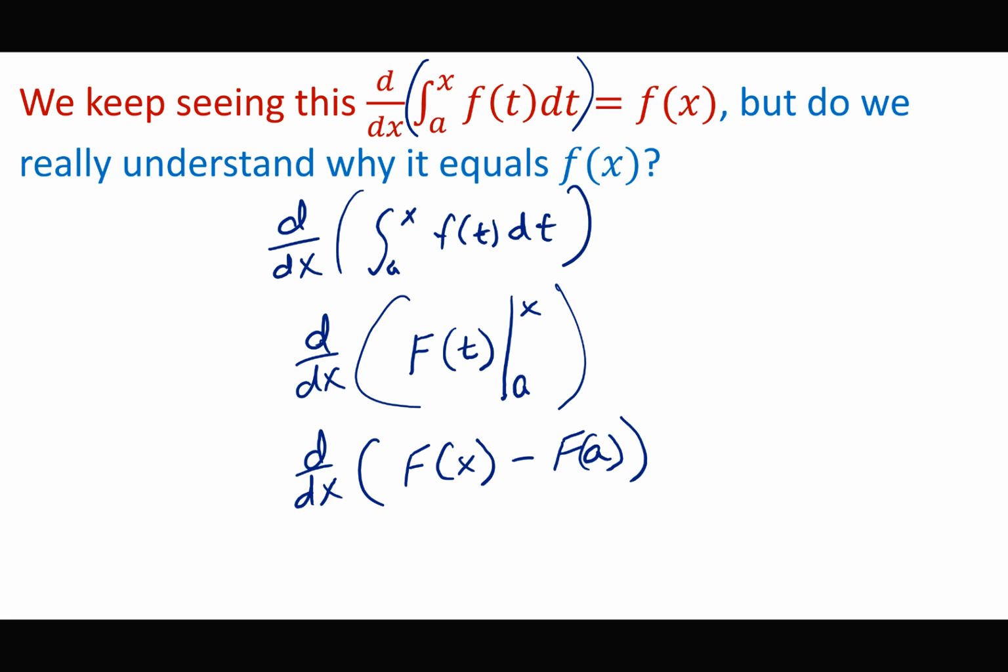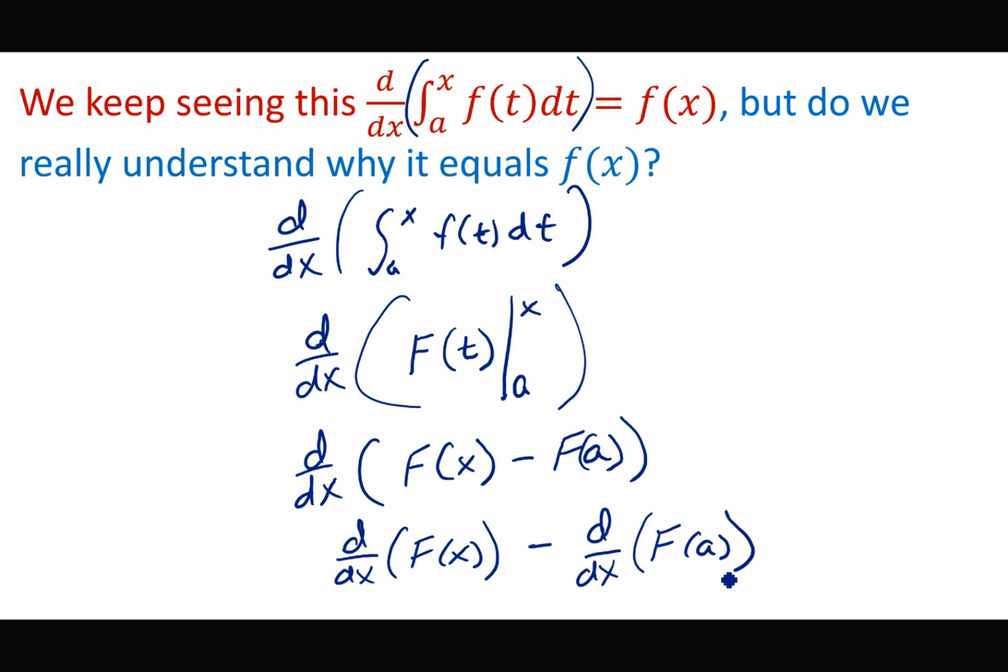So I'm taking the derivative of this difference that I have going on. And from my derivative rules, I could do each one of these individually. So it's the derivative with respect to x of capital F of x minus the derivative with respect to x of capital F of a.